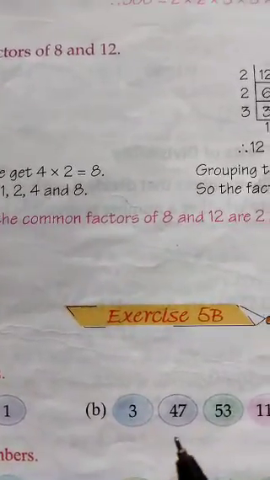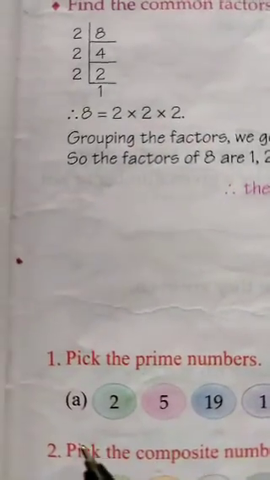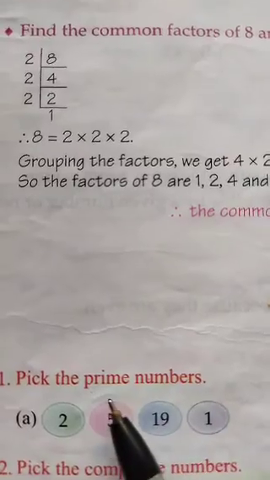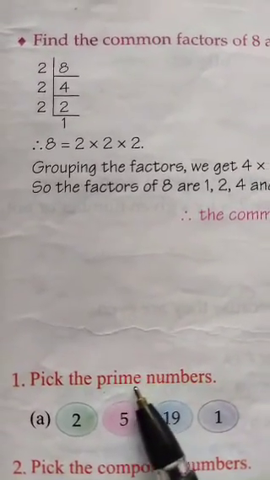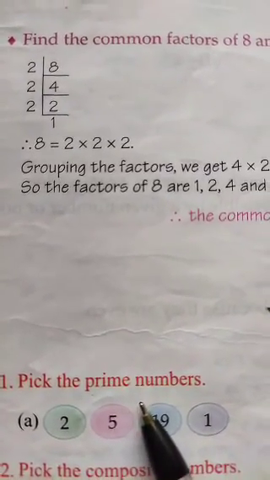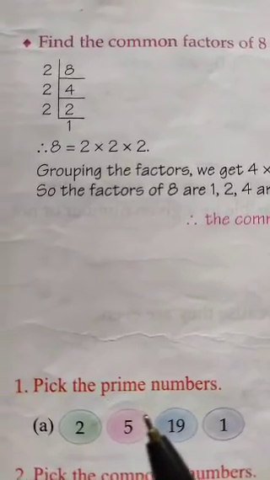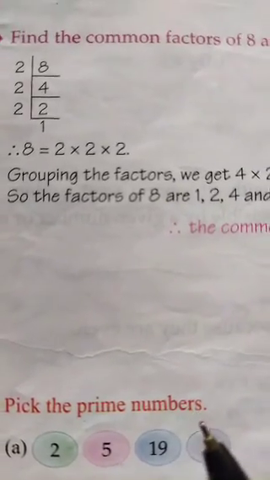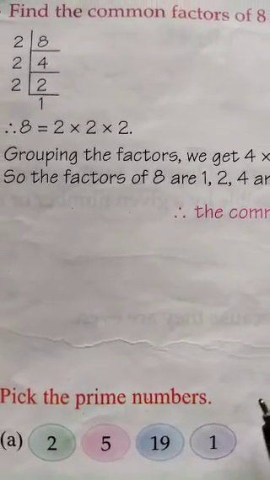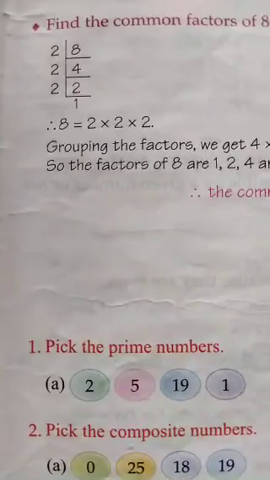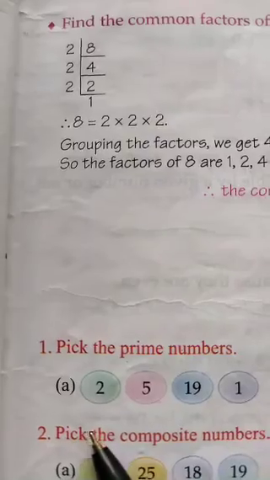Now coming on to exercise 5B. The first question is, pick the prime numbers. What are prime numbers? Prime numbers are those numbers which do not come in any other table other than their own table. Means if a number is coming in another table, then it will not be a prime number. So you have to pick the prime numbers here. So in the first one, what all are the prime numbers?